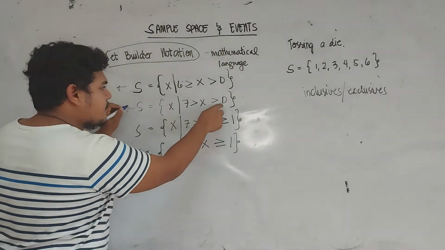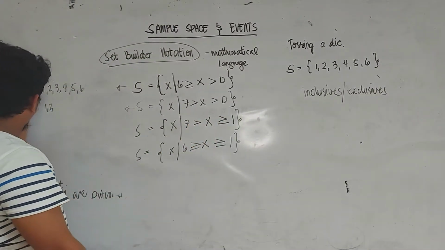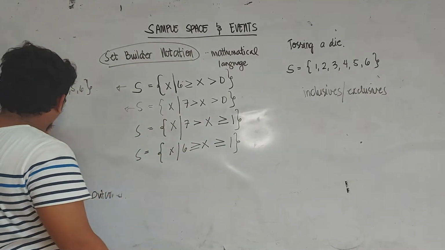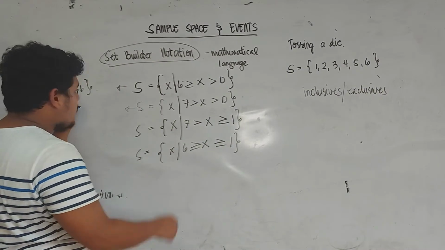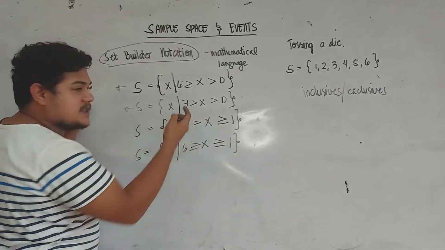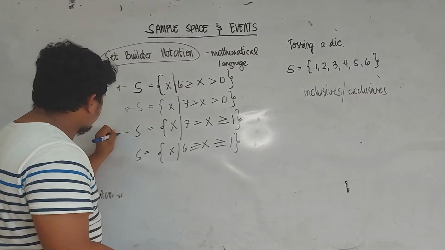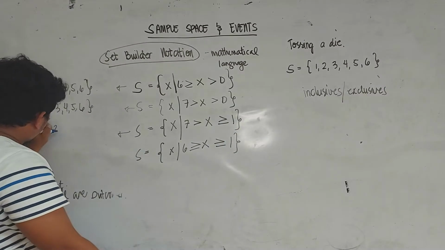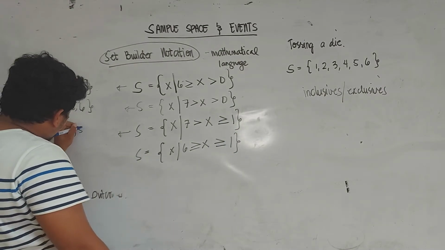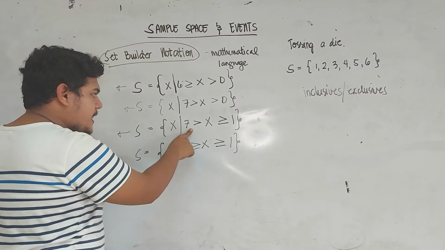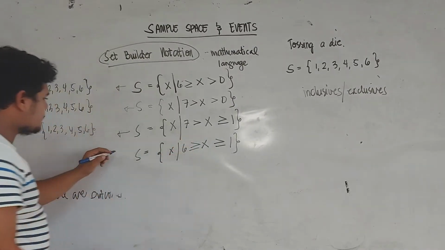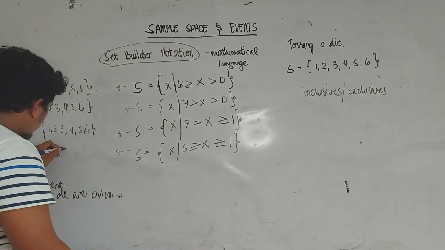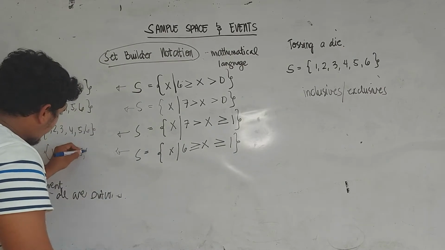Atong tanawon. Greater than 0: 1, 2, 3, 4, 5. Less than 7: 6. At sa 7, wala, kay less than 7 na. How about here? Greater than or equal to 1. I would say 1, 2, 3, 4, 5. Dapat si 7, wala. So 6. And so with this one, it is 1, 2, 3, 4, 5, 6.